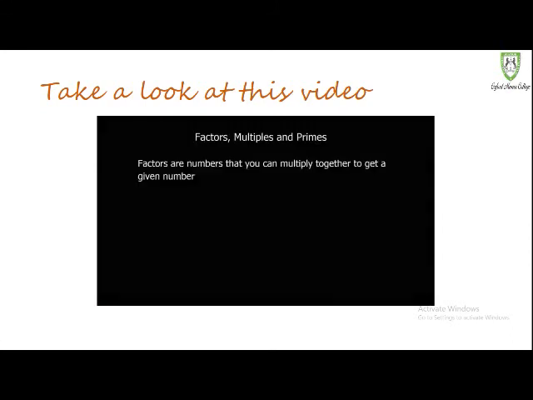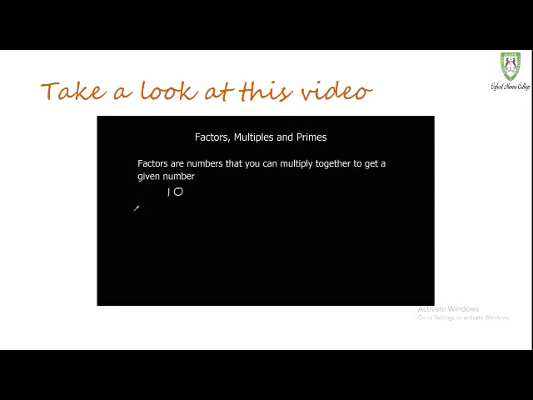We're going to look at factors, multiples and primes. So firstly, factors. Factors are numbers you can multiply together to get a given number. So if I wanted the factors of 10, I want to know the numbers that multiply together to make 10.